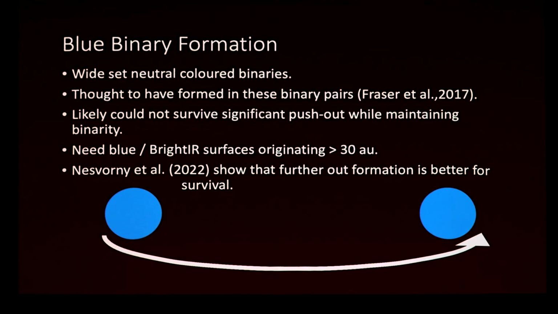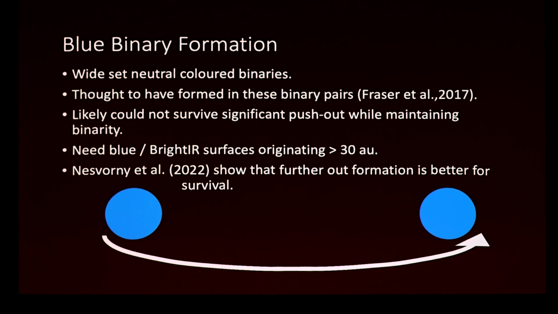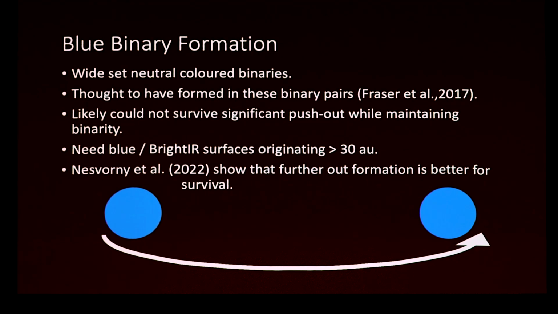First is the formation of the blue binaries. Like I mentioned earlier, these are blue-surfaced or neutral-surfaced binary objects around the cold classicals, and because of the wide separation of them, we don't think they could have created these binaries post-planet migration. They must have formed as binaries and just maintained it since then. But because they're binaries, we don't think they could have survived some significant pushback from gravity in a solar system rolling all the way out without losing that binarity.